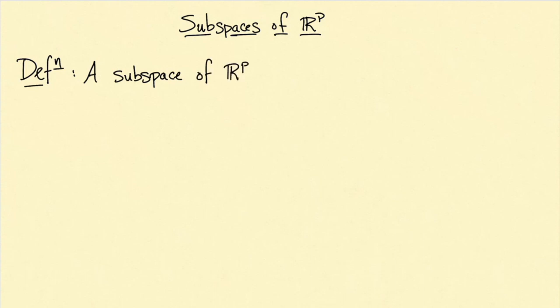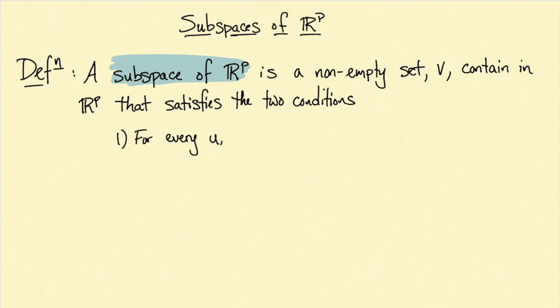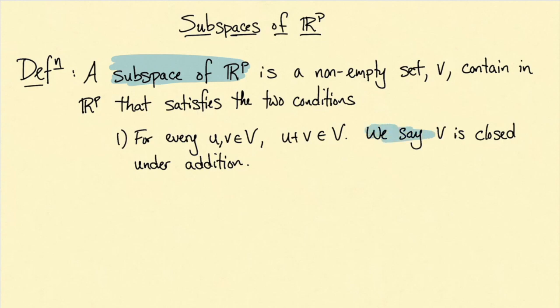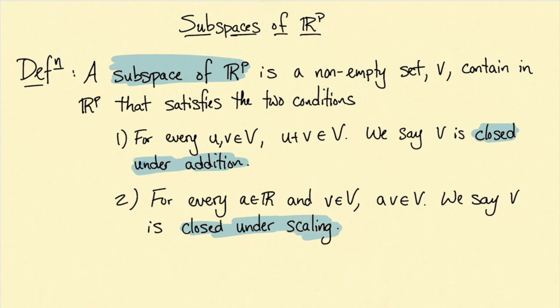A subspace of Rp is a non-empty set, V, contained in Rp that satisfies the conditions: 1. For every pair of vectors u and v in this set, their sum, u plus v, is also in the set. We say that V is closed under addition. And 2, for every real number a and vector v in our set, the scalar multiple av is also in our set. We say that V is closed under scaling.